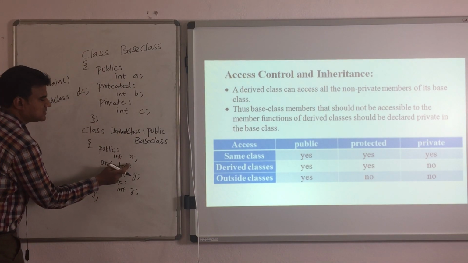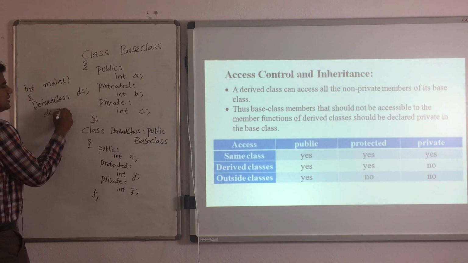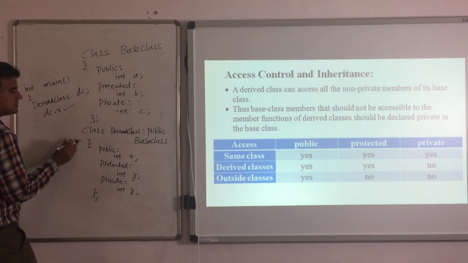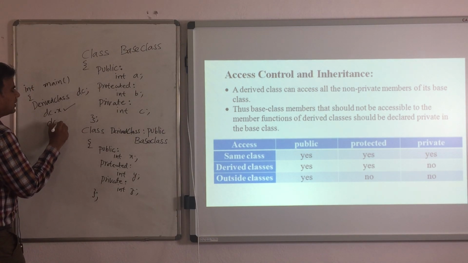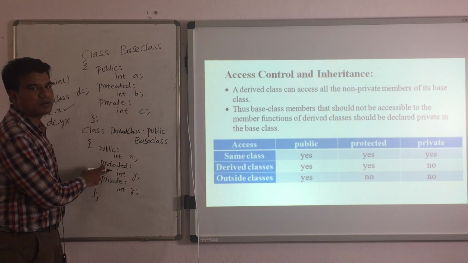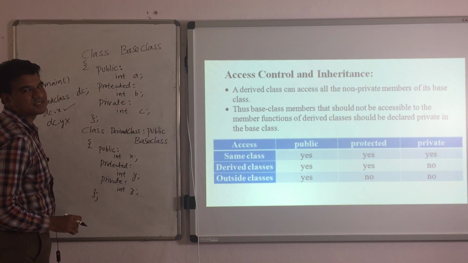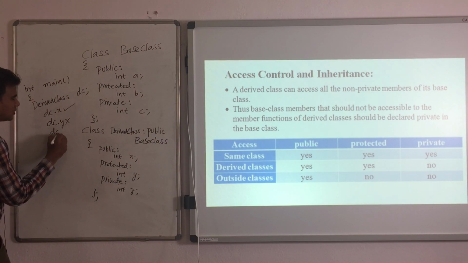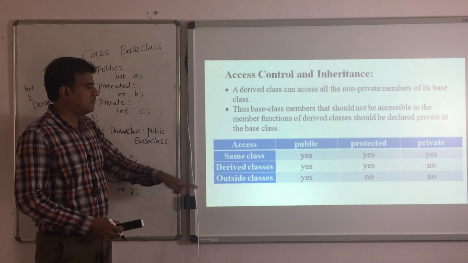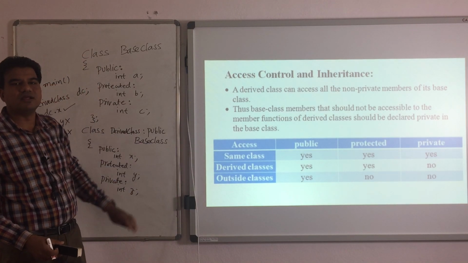Can we access this X, DC.X? Yes, this access is possible. Can we access DC.Y? No, we can't. Y is a protected member and we are trying to access it outside the class. Outside the class, protected member, no access. Then can we access DC.Z? Z is also not allowed, because again we are going outside the class, and private members are completely restricted.